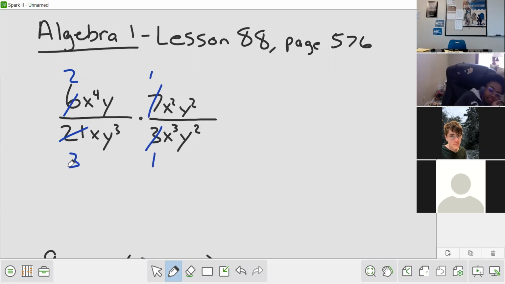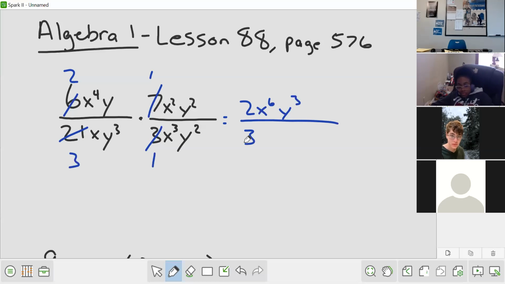And then you've got a bunch of x's and y's. And so what we'll do is just put them together right now to start with. So on the top we have a 2, x to the 6th power, and y to the 3rd power, by multiplying them. On the bottom, 3, x to the 4th, y to the 5th. Now I'm not going to leave it like that.